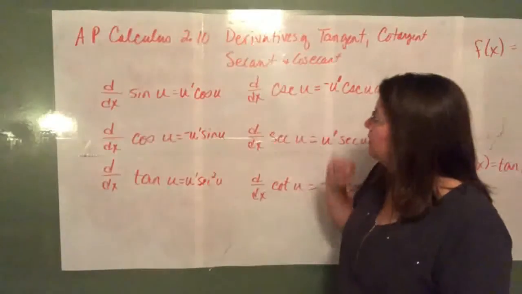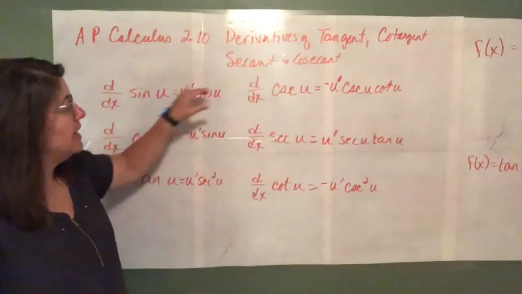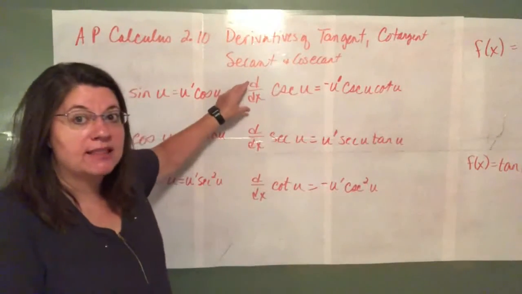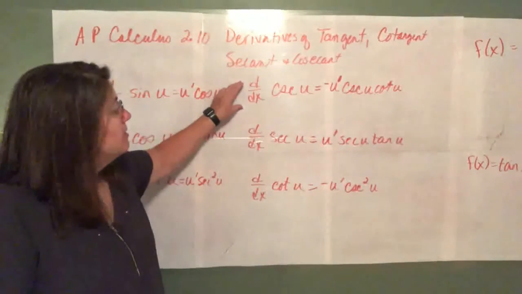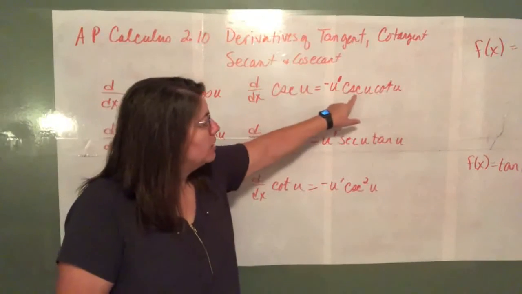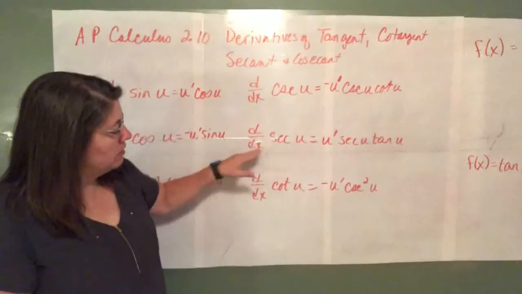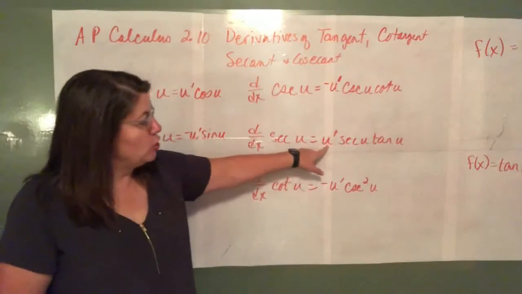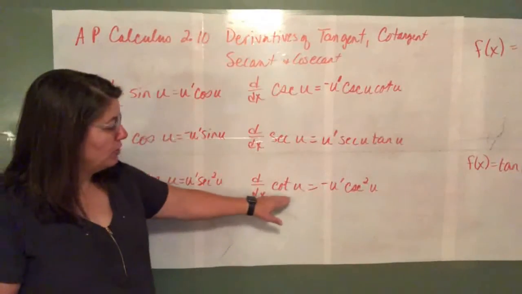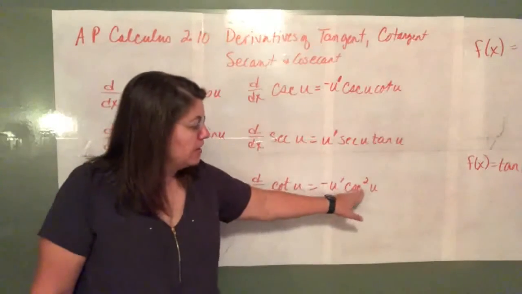Okay? The derivative of cosecant u. Now remember, cosecant is the inverse of sine. A lot of students get that mixed up. They think it's the inverse of cosine, but it's not. It's the inverse of sine. Okay? So the derivative of cosecant u is negative u prime cosecant u cotangent u. The inverse of cosine is secant u, so the derivative of secant u is u prime secant u tangent u. And then the derivative of cotangent u is the negative, the opposite, of u prime cosecant squared u.